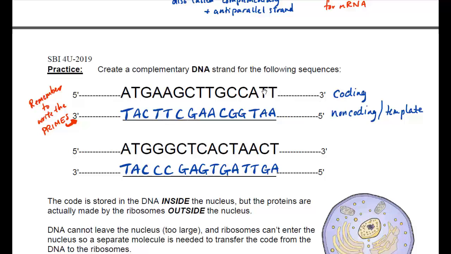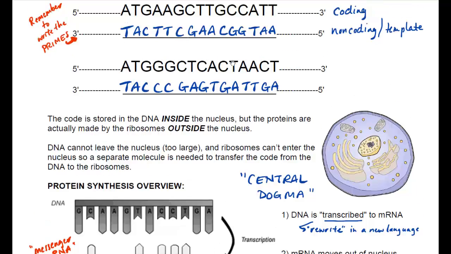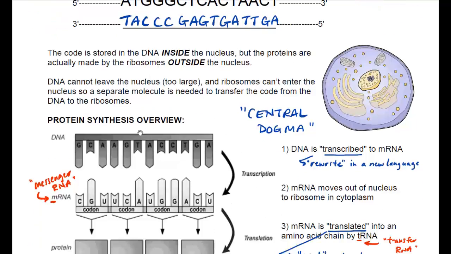Okay? So again, this would be the coding, and then this would be the non-coding or the template strand. And I know that because the coding is always 5' to 3', and the non-coding is always 3' to 5'. When you're writing these out, remember to write the primes. It's very important for the DNA and the RNA strands that you tell us what direction they're going in so we know which strand you're talking about. Okay, let's keep going here. So this could be your own little simple practice. Feel free to do that on your own time.